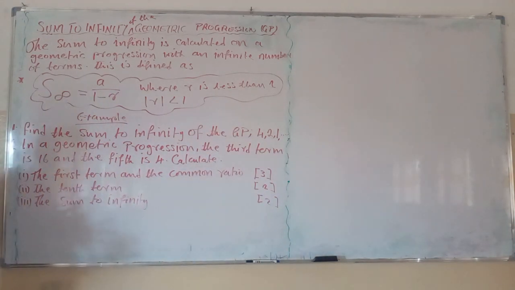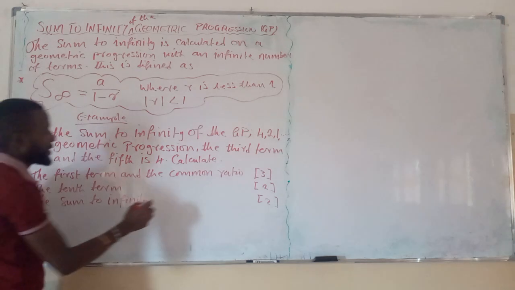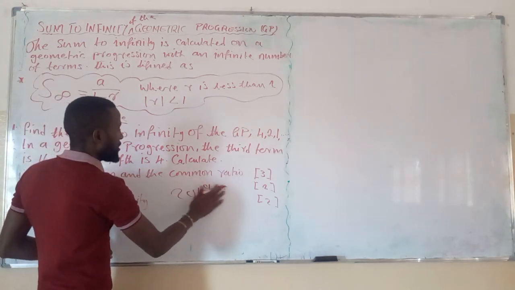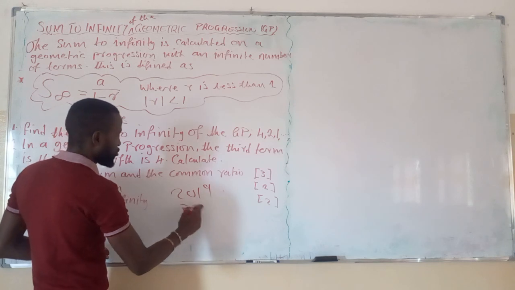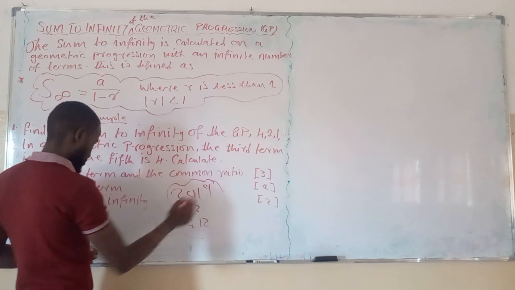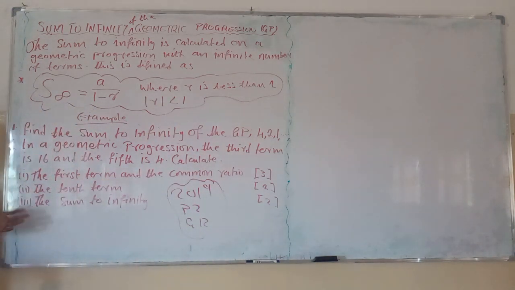Now, as if that is not enough, we shall look at another one. I think this is a 2019 past paper. We shall look at the 2019 Paper 2, Grade 12 paper, okay? And it carries 7 marks. So now let's see how this question is done.